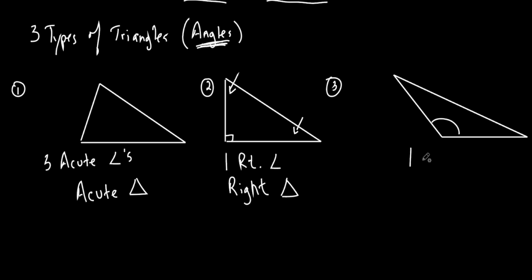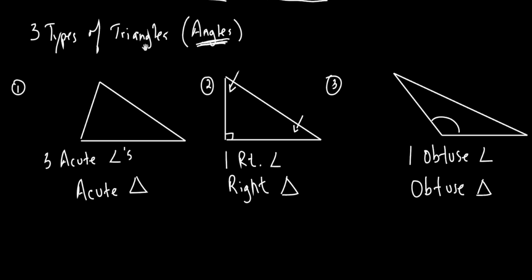Anyway, so what do we got? We got one obtuse. What does that mean to be an obtuse angle? That's it. If it's greater than 90 degrees, it's considered to be an obtuse angle. So if you have one obtuse angle, guess what we're calling this triangle? An obtuse triangle. All right, very good. All right, let's keep going. Everybody got that down? I'm going to scooch it up a little bit.